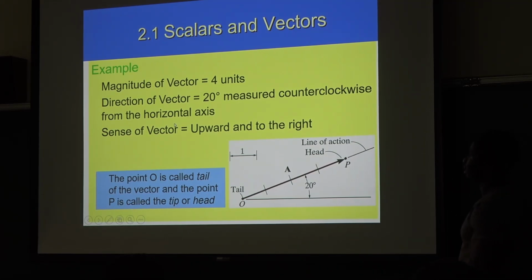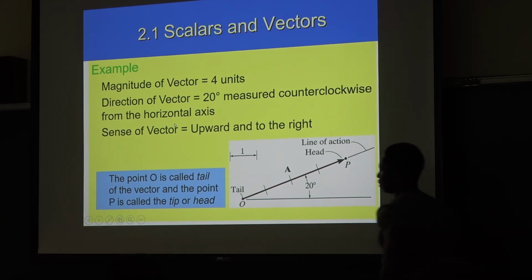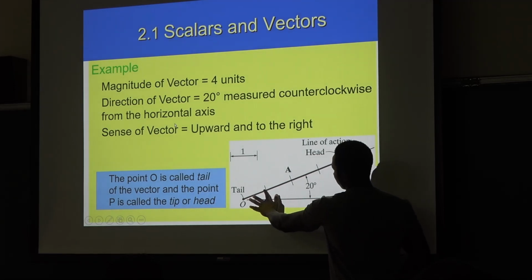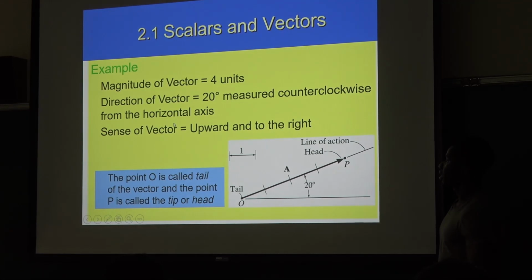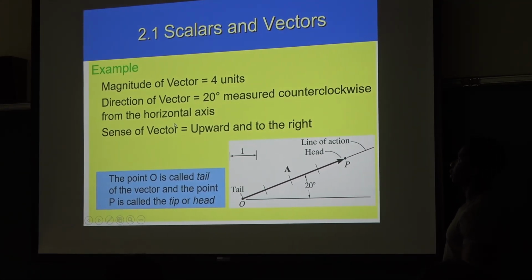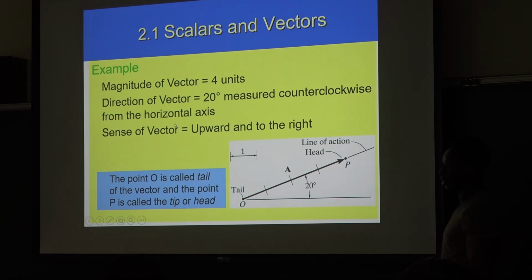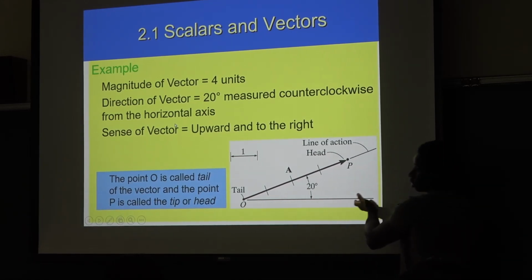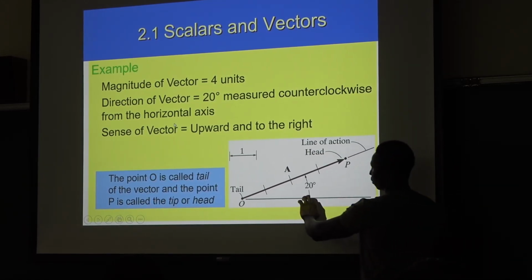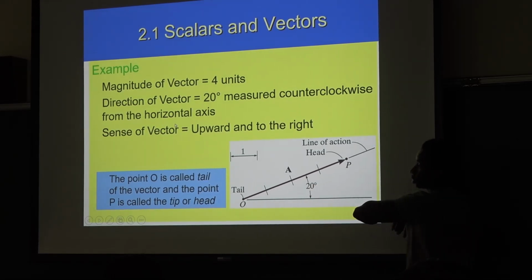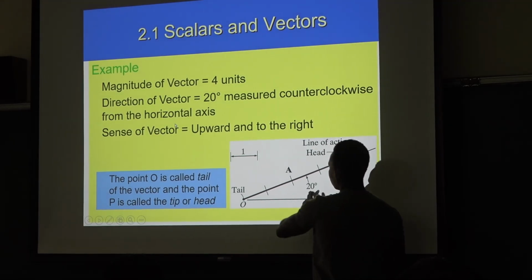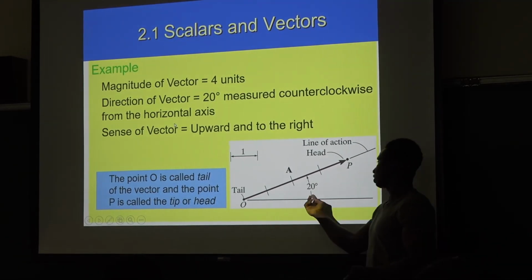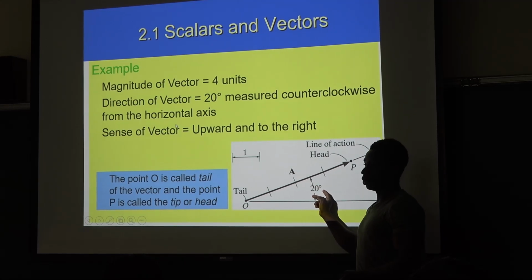Okay, so here, this is just an example. It says the magnitude of the vector is 4 units. So it assumes that each of these is a unit. 1, 2, 3, 4. This is our vector. Okay, and the direction of the vector is 20 degrees measured counterclockwise from the horizontal axis. This is the horizontal axis. We have the clockwise direction and the counterclockwise direction. So counterclockwise, 20 degrees from the horizontal axis. So this is this way, and this is 20 degrees.